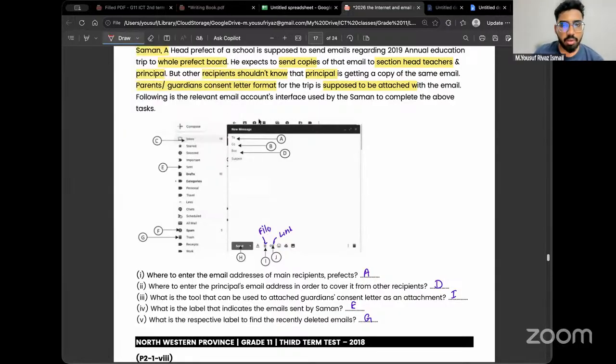So in terms of the sectional head's email, where will you mention it? It's not given in the question, but if you had to mention a sectional head's email, where will you mention that? Correct. The sectional head is getting a copy, and we don't mind others knowing that she's getting a copy. So we have to mention her one in the CC section, which is B.